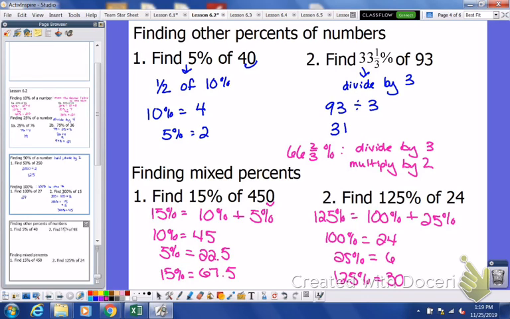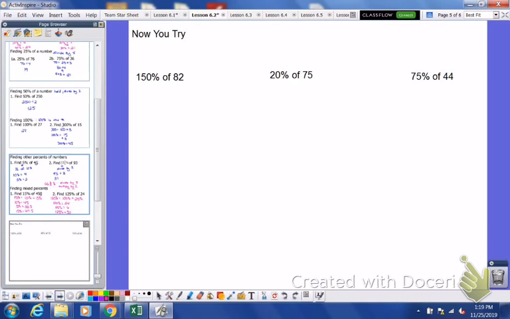Okay, so there's a bunch of different rules for you guys to think about. Most of them, as you work them through, you probably already know or already had a good idea about them. And then we've got a couple for you to try here. There's 3 of them. We have 150% of 82, 20% of 75, and 75% of 44. All right, try those out. Make sure you have them done for tomorrow.